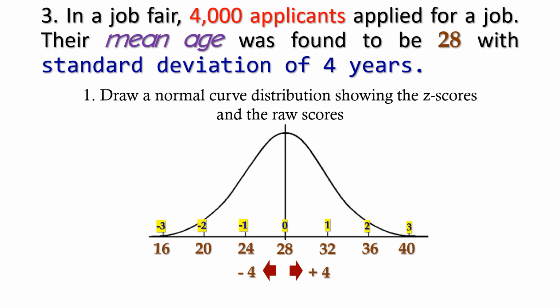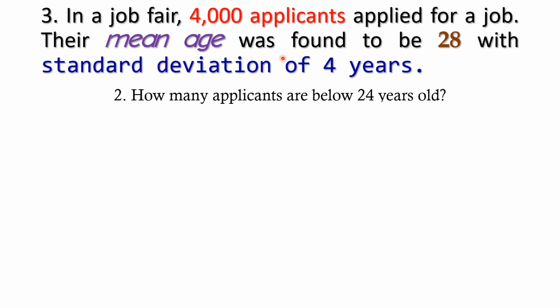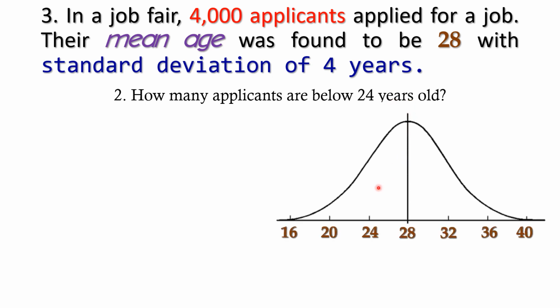Okay, next. Given the same problem or situation, let's answer this question. How many applicants are below 24 years old? To answer this question, we must take the normal curve with the raw scores we have a while ago. So 24 years old is located here, below the mean, to the left of the mean at z equals -1. So our problem here requires us to know the area before z equals -1.